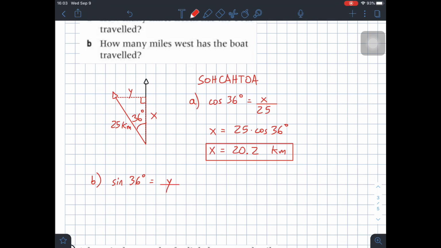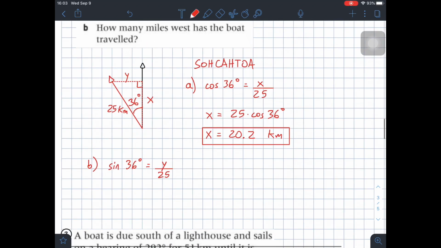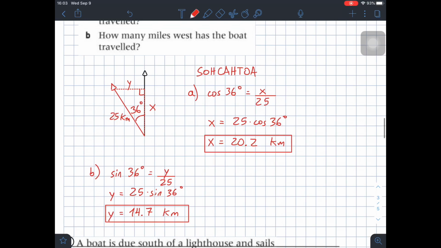Let me change this a little bit. Y over 25. So if we solve for y, we're going to get that y is equal to 25 times sine of 36 degrees. We solve this using the calculator, 25 times sine of 36, and we get a value of 14.7 kilometers if we round these to three significant figures. So this is the distance traveled west by the boat.